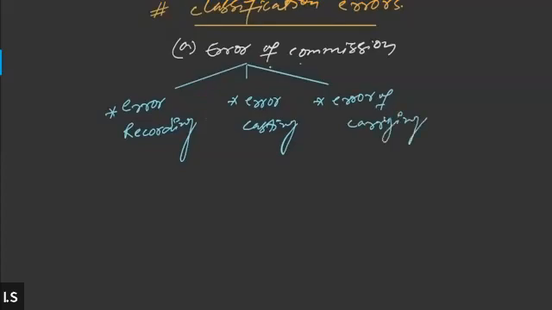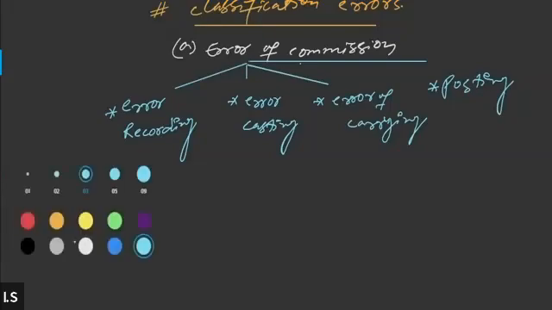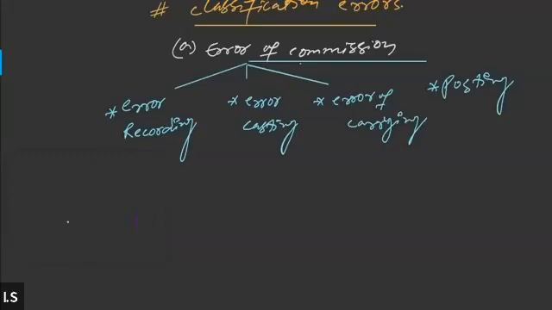And similarly, there could be error of posting as well. So there are 4 categories of error of commission: error of recording, error of casting, carrying, and posting. We will be looking at all these different types of error in the upcoming sessions. But for now, just keep this in mind that while doing the classification of error, the first category is error of commission. And error of commission has been further categorized into 4 different parts: recording error, casting error, carrying error, and the posting error.